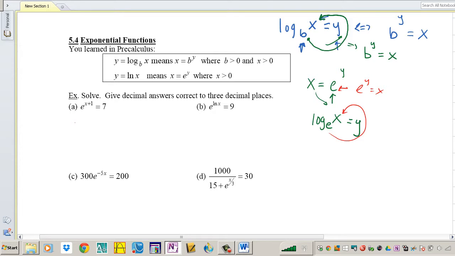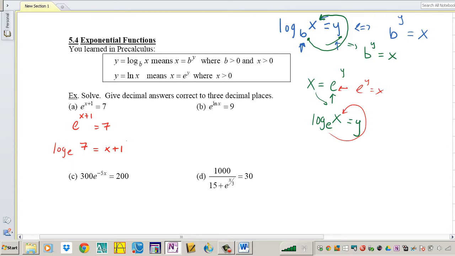Okay, so let's use these properties to solve letter A. We have e to the x plus 1 is equal to 7. Let's rewrite this exponential equation as a logarithmic one. e is my base, so it's log base e equals 7. The argument is x plus 1. No, I'm sorry, I had that the other way around. So it's log base e of what it equals, which is the argument, and the exponent is the outside of the equation.